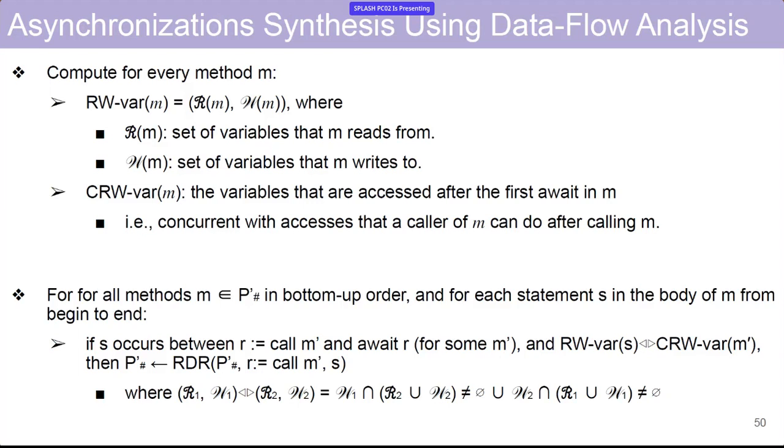So the conflict relation that we defined between two pairs of read and write statements is a standard data race check. We check whether there is a write in the first pair that is accessed by a read or write in the second pair, or if there is a write in the second pair that is accessed by a read or write in the first pair.